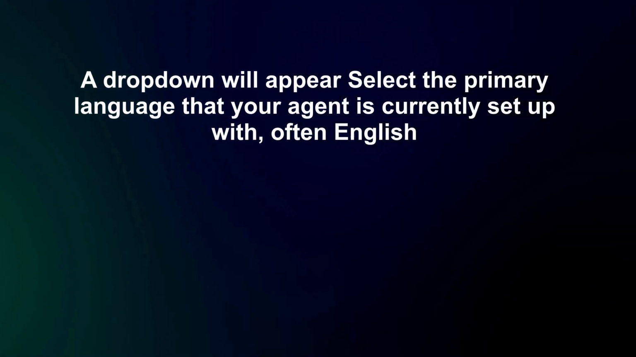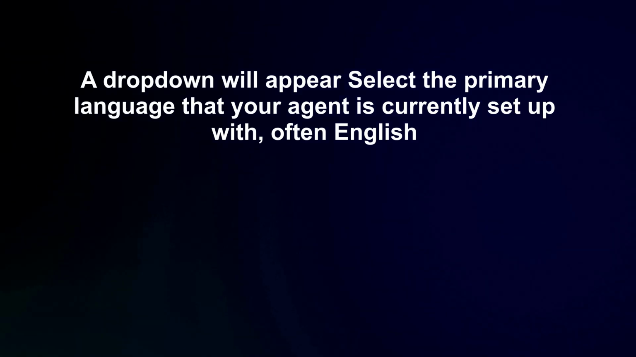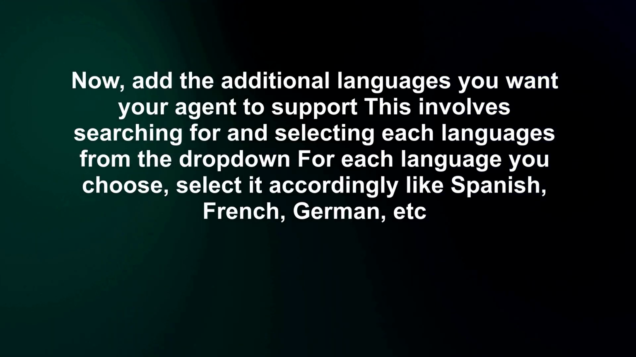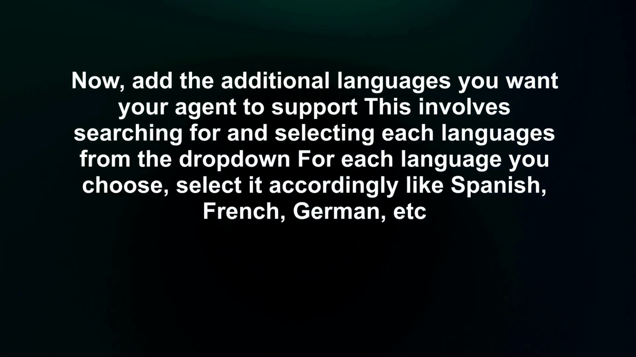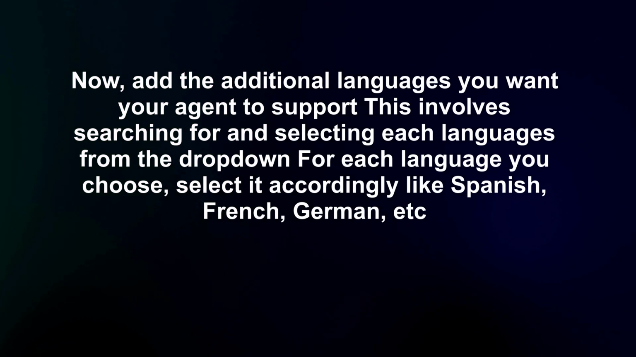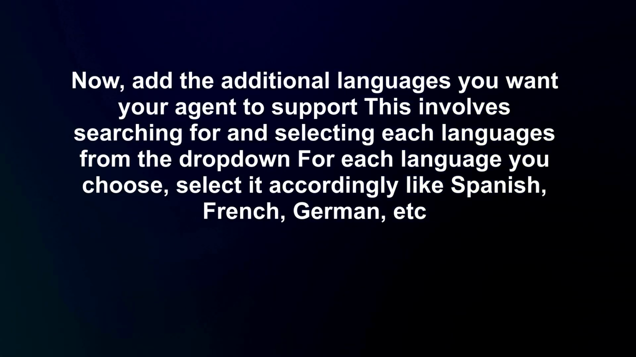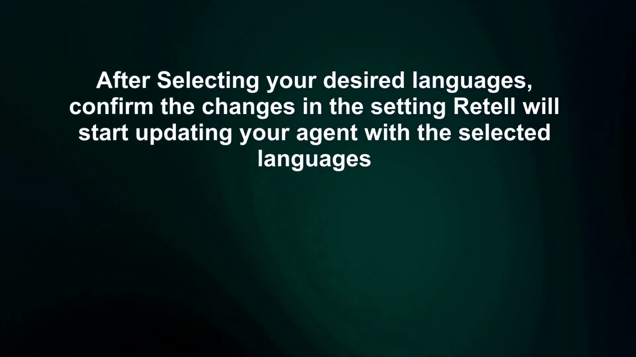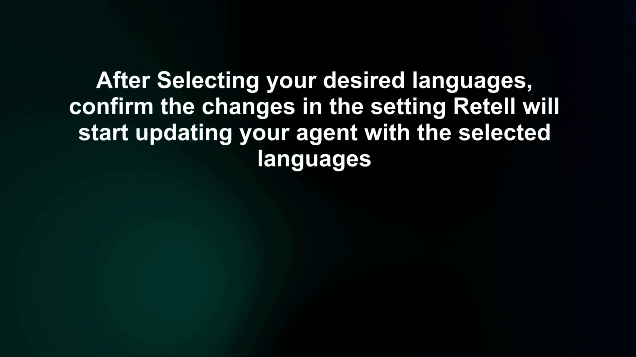A drop-down will appear. Select the primary language that your agent is currently set up with, often English. Now, add the additional languages you want your agent to support. This involves searching for and selecting each language from the drop-down. For each language you choose, select it accordingly, like Spanish, French, German, etc. After selecting your desired languages, confirm the changes in the settings.